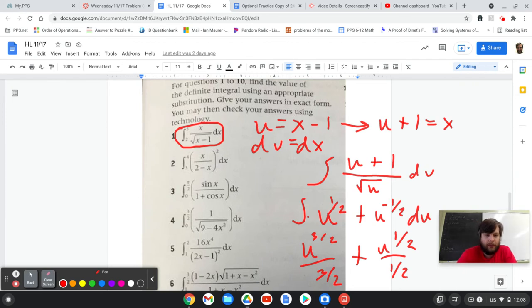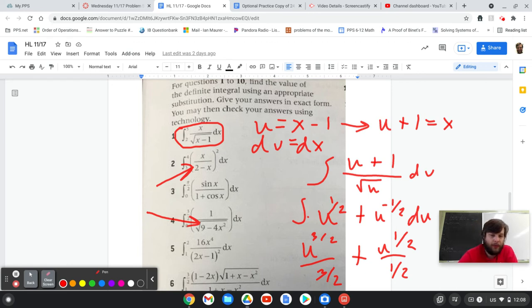I would use the very same strategy on problem 2, setting u equal to 2 minus x and then solving for x to be 2 minus u, and that way you can expand it all out and square it and everything like that. The one that I would actually use a trig substitution on would be problem 4, because that denominator there looks like the Pythagorean theorem. Okay.